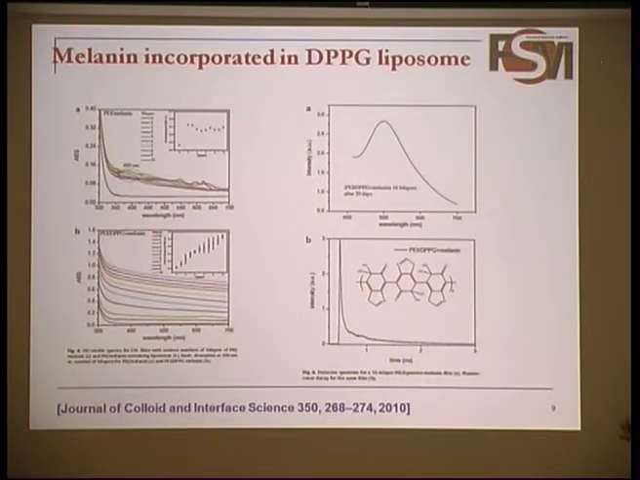So melanin loses all its properties when it is only between the polyelectrolytes. In the presence of DPPG, we can have the properties of the melanin.